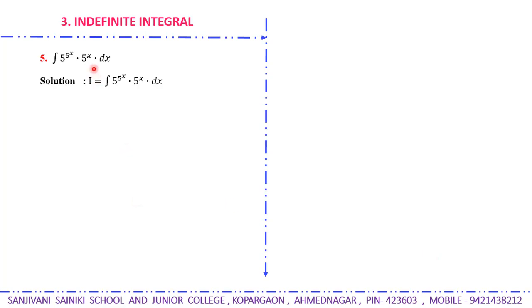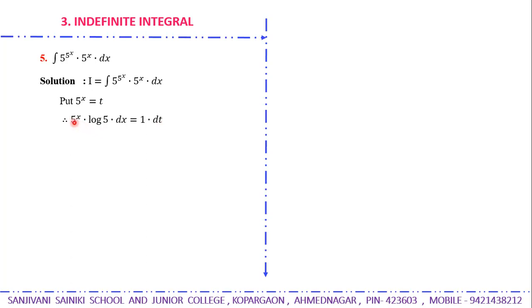Now, 5 raised to x into 5 raised to x dx. Okay, so let I is equal to the given integral. Put 5 raised to x is equal to t. So its differential is 5 raised to x log of 5 dx is equal to dt.